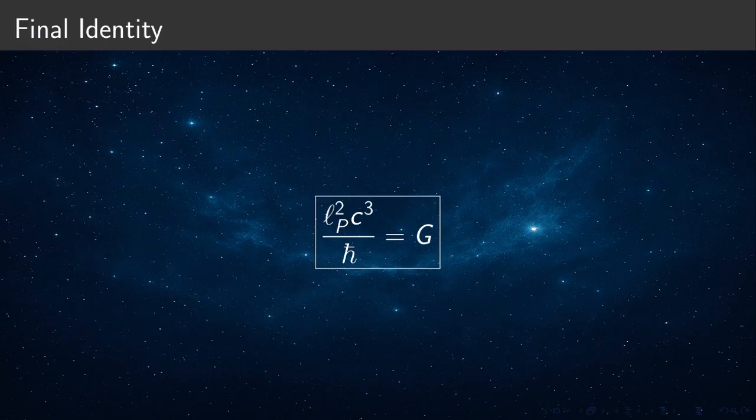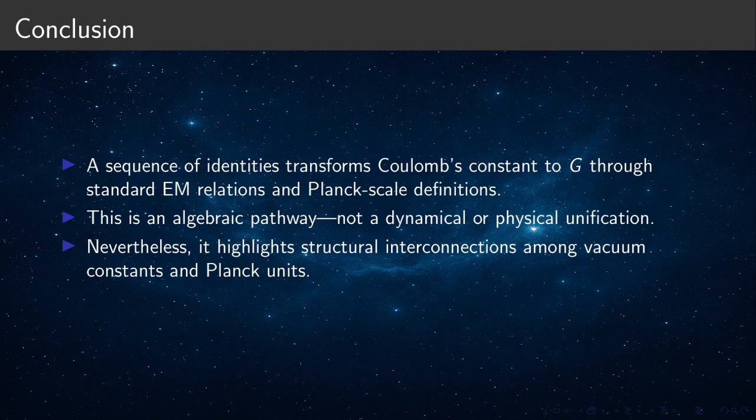Final identity. We arrive at the final result. Planck length squared times c cubed over h bar equals G. This is not an assumption. It emerges directly from the algebra.